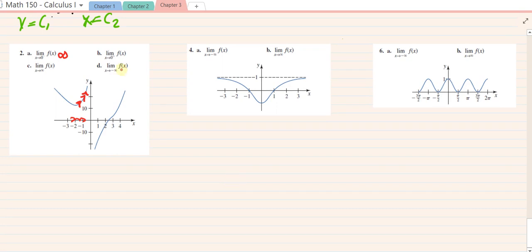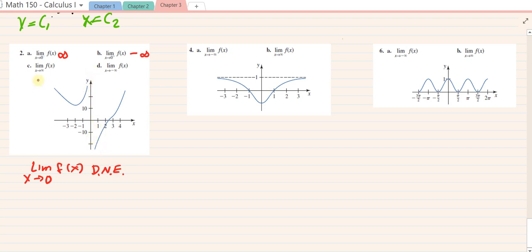In part B, the limit as x approaches 0 from the right. Now, approaching 0 from the right, the function is approaching negative infinity, right? Now, note here, if the question said find the limit as x approaches 0 of f of x, what are we going to write? It does not exist. You see that? Because your right and left limits are different. So that limit does not exist.